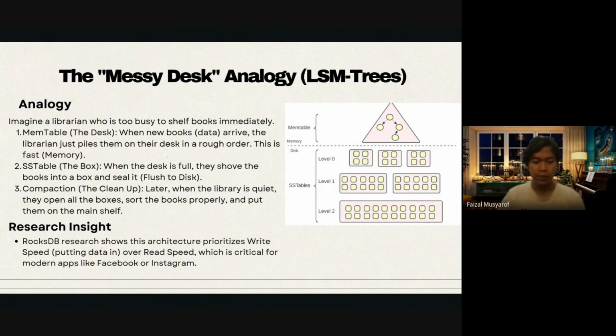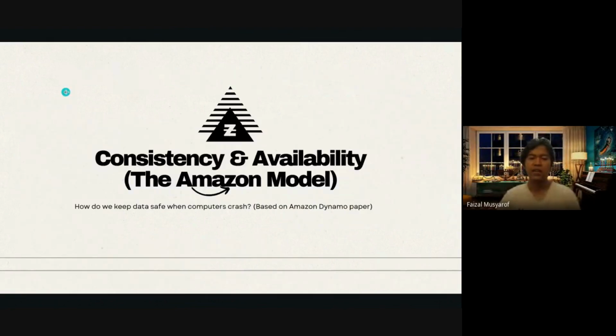So the system prioritizes write speed, getting the data into the system as fast as possible, over immediate, perfect organization. This is absolutely critical for modern applications like Facebook or Instagram, where billions of pieces of data are being written every second. And then next, we want to explain consistency and availability by Zosa.